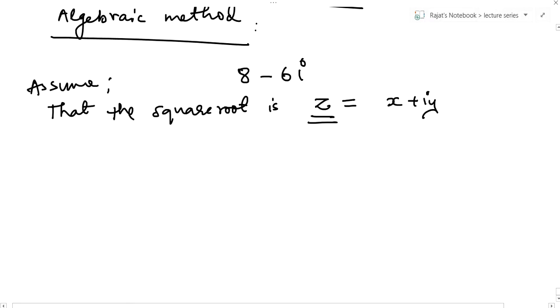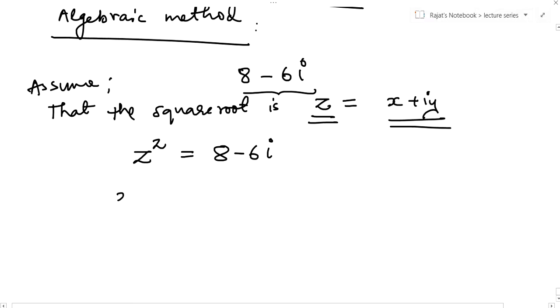If z is the square root of this complex number, then z square will be equal to this complex number. If we have 4, the square root of 4 is 2, so the square of 2 will be 4. Similarly, if z is the square root, then z square is equal to 8 minus 6i, and z I have taken as x plus iy. So let me put here (x plus iy) whole square is equal to 8 minus 6i.